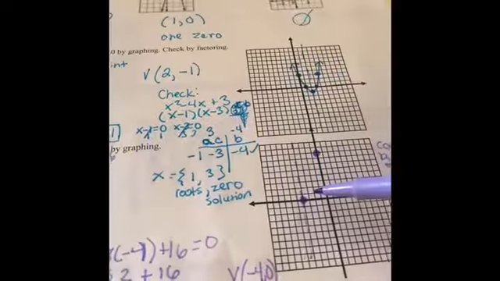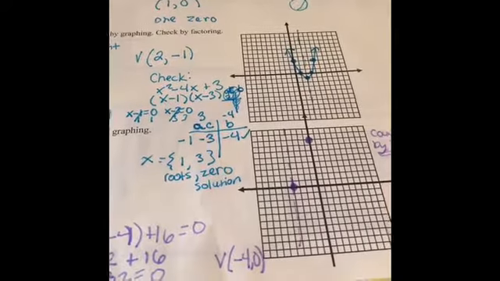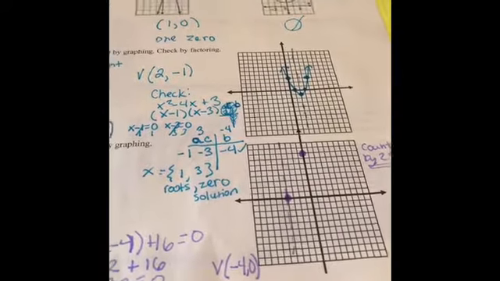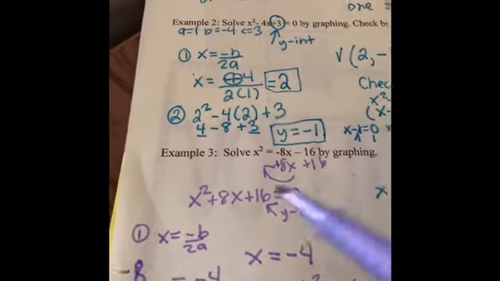Only crossing the x-axis once. What do we know about when it crosses the x-axis once? Hopefully you thought it or said it. That means that this obviously was a perfect square. Let's go back and look at our original equation to see.